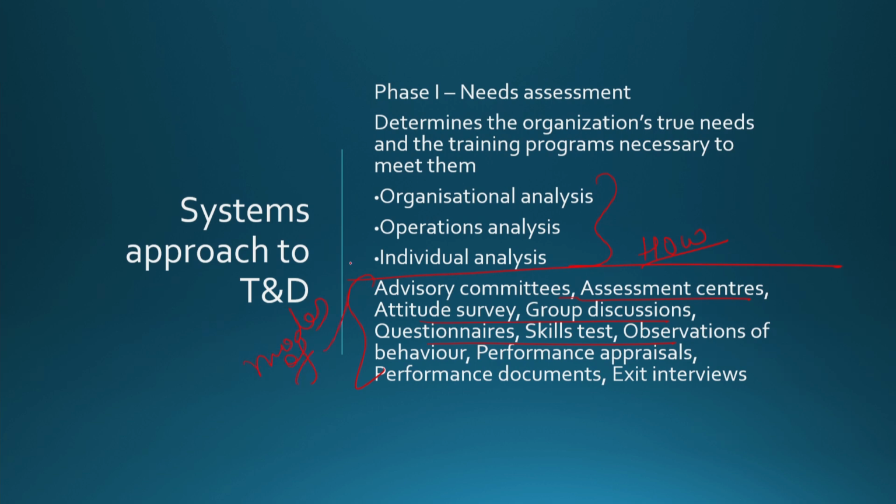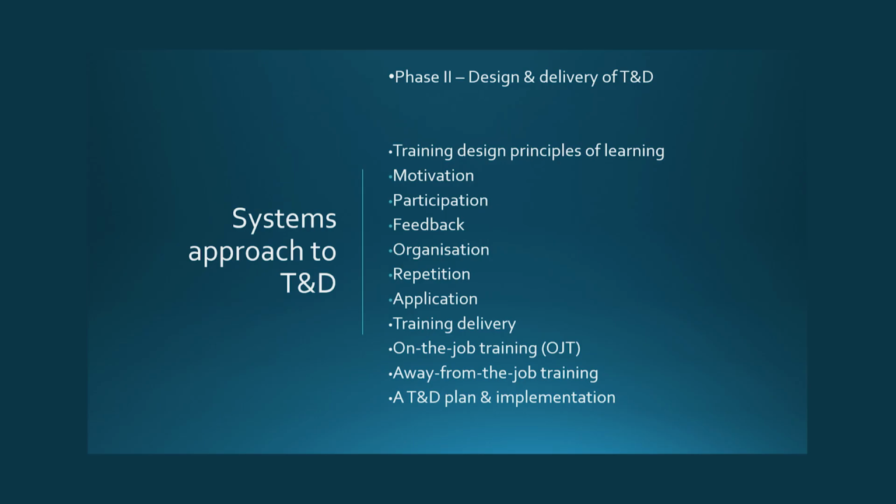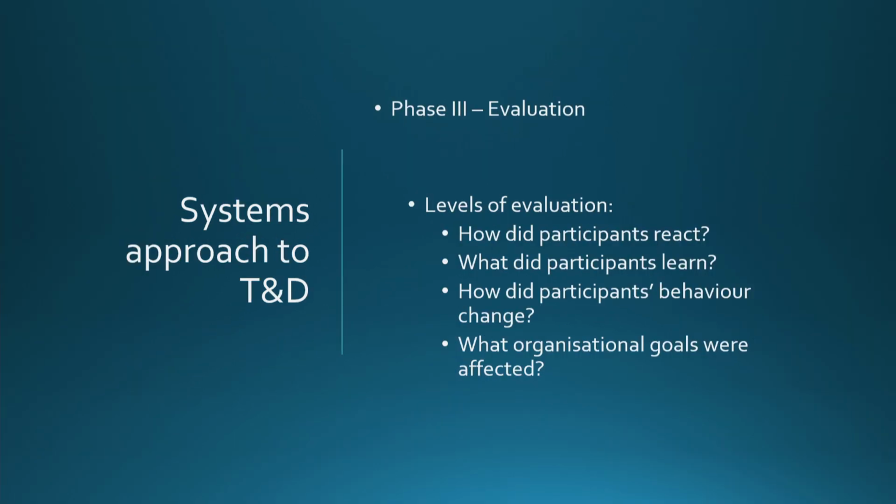of need assessment. Then comes the second phase, design and delivery of training and development. Training design principles of learning include finding out the motivation level of employees to attend the training program, participation, how many people, feedback of previous training, organizational status, repetition, application, training delivery, on the job, away from the job, and T&D plan and implementation. These are required to be part of design and delivery.